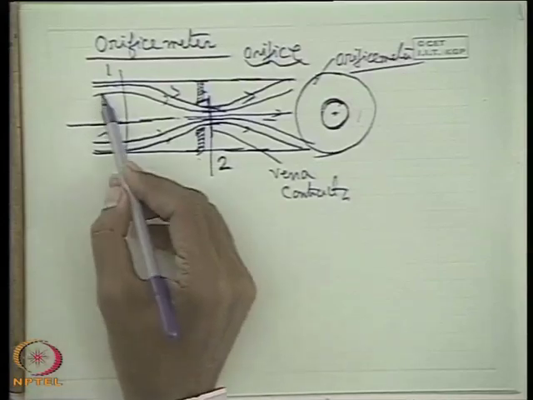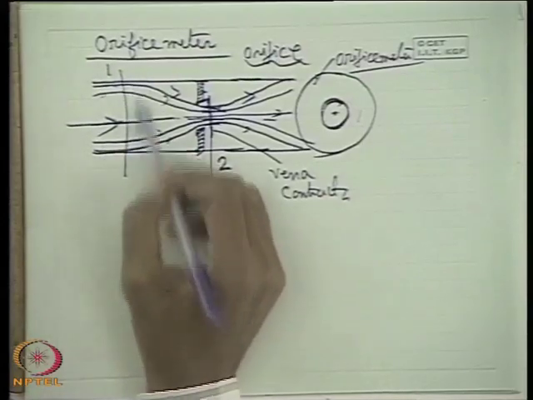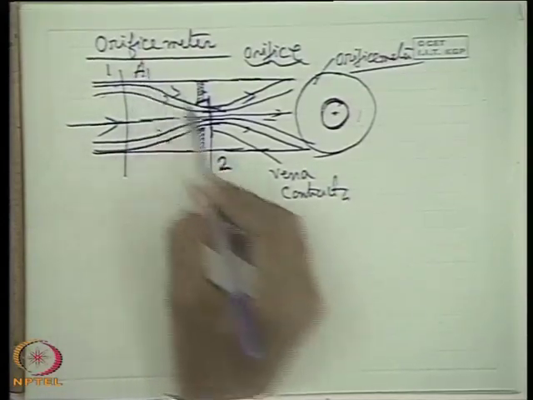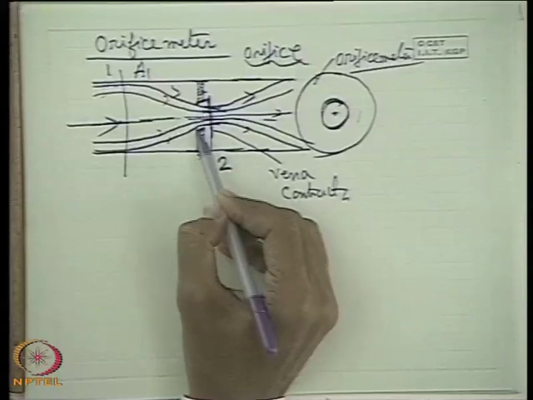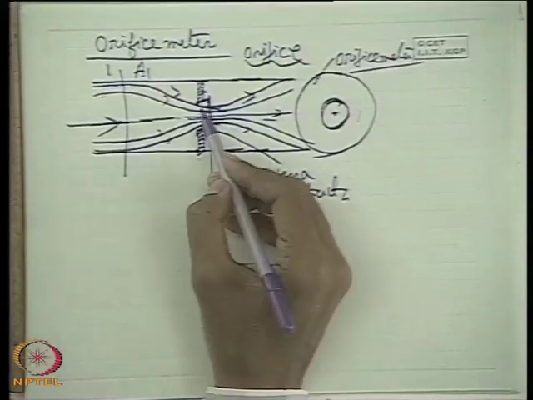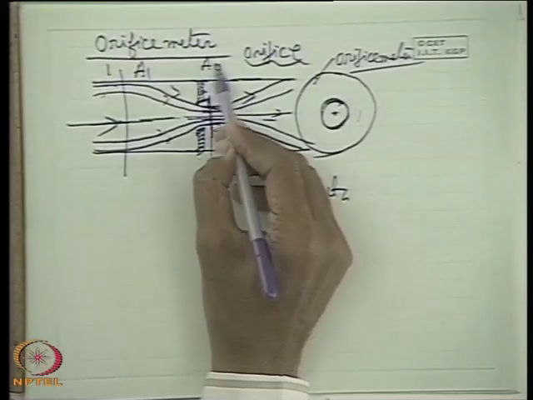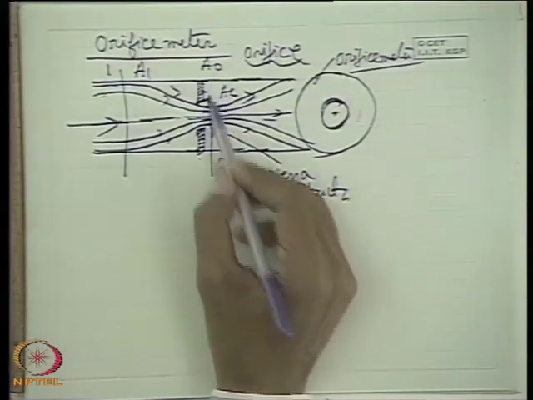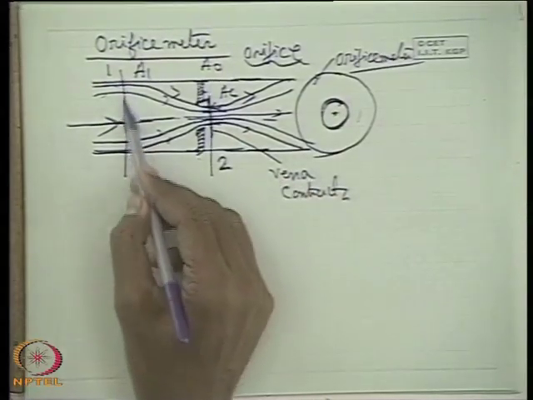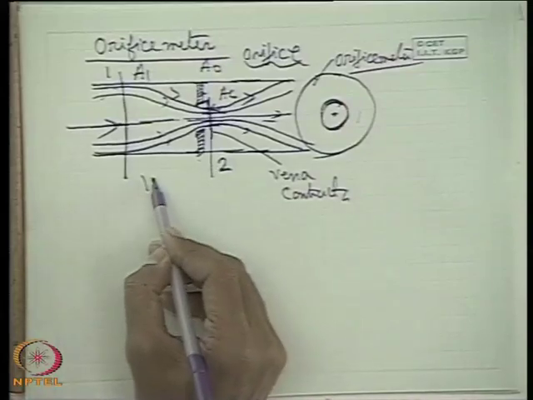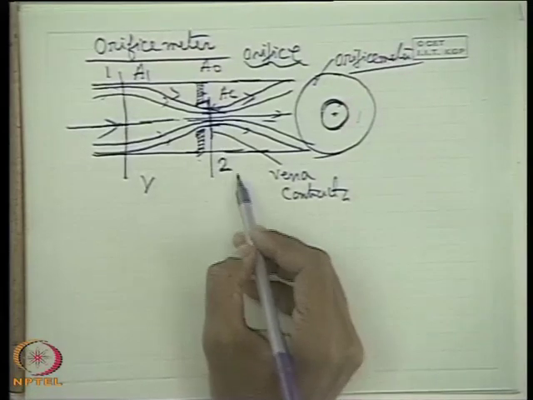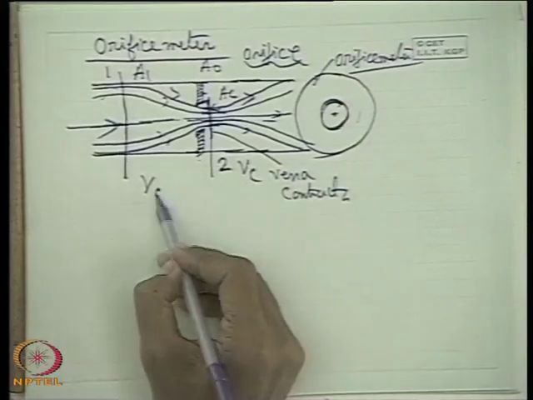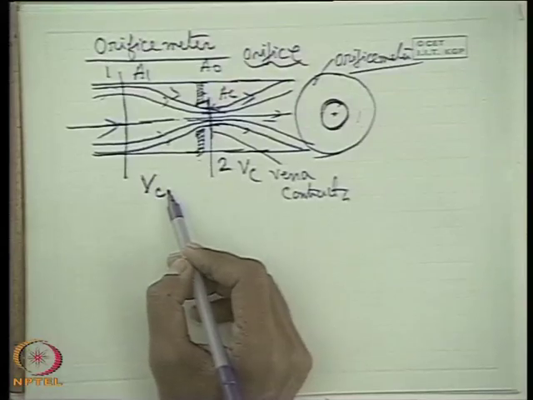Let us consider the area of the pipe is A1. Let us consider the area of the orifice in the orifice meter plate is A0. Now this area, let us consider AC. AC is less than A0. This is the vena contracta area. Now you see that V2 will be V2 or VC. This section 2, V is VC. VC is greater than V1 or less than V1?